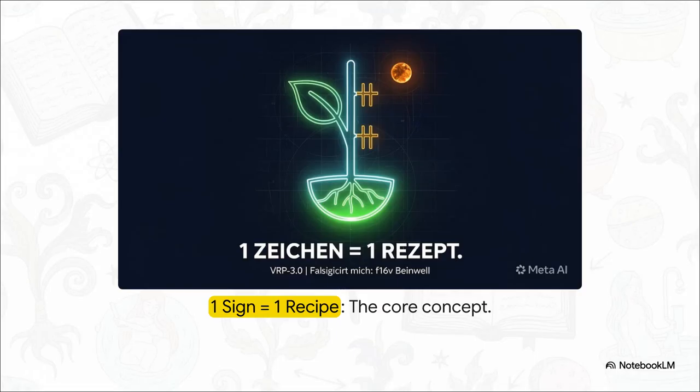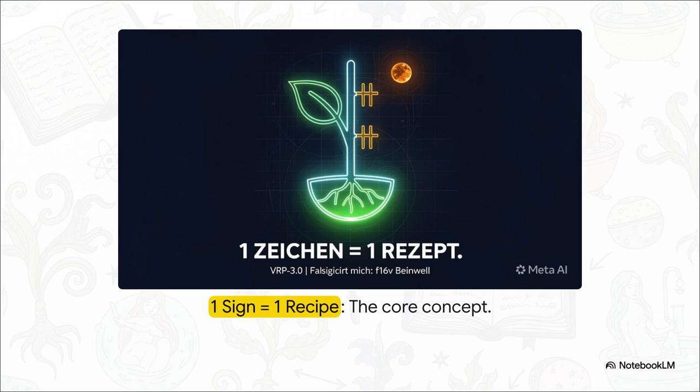Okay, let's dive right into this. The VRP 3.0 model is a massive paradigm shift in how we actually approach the text. You kind of have to forget the whole idea that these weird glyphs form letters and words of a spoken, natural language. The core concept here is actually super simple. One sign equals one recipe, or one specific action step.